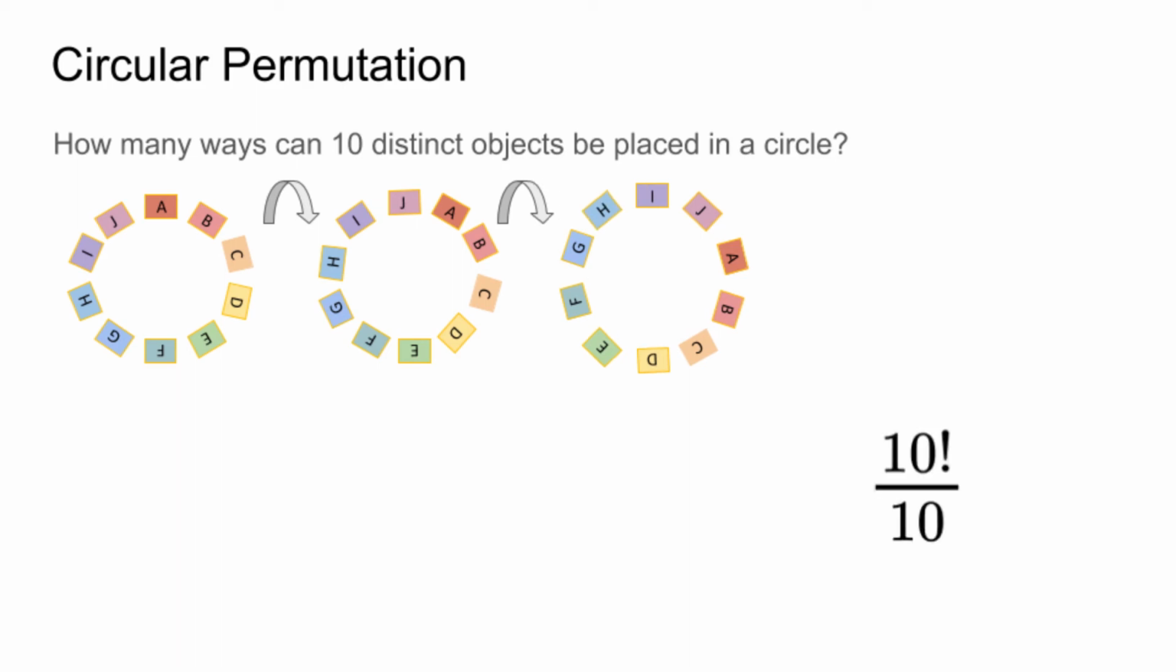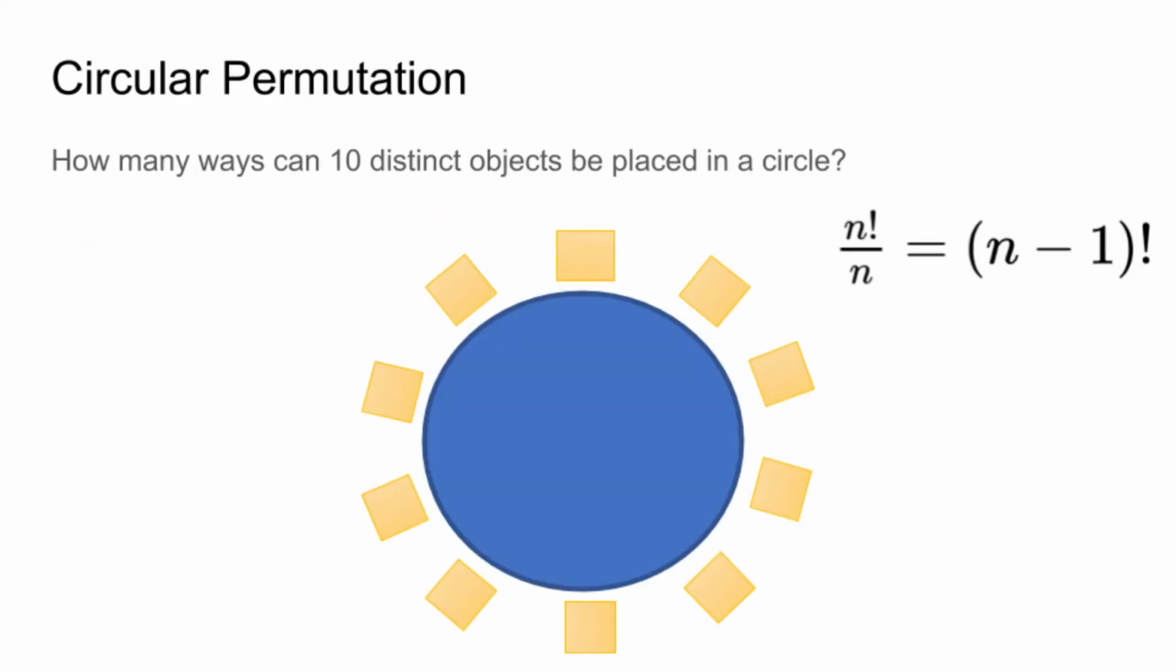The number of permutations in the seating arrangement of 10 people in the circular setting is 10 factorial, but you have to divide out by 10, which is the number of rotations or the number of seats. You can think of that as n factorial divided by n, which is really just n minus 1 factorial.